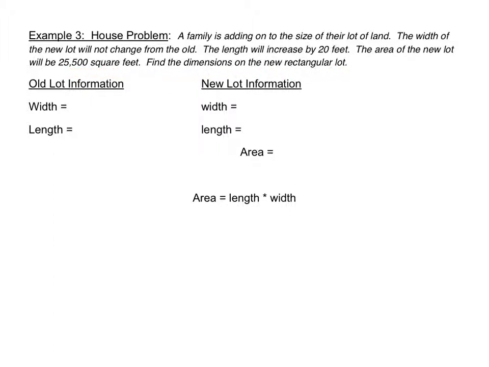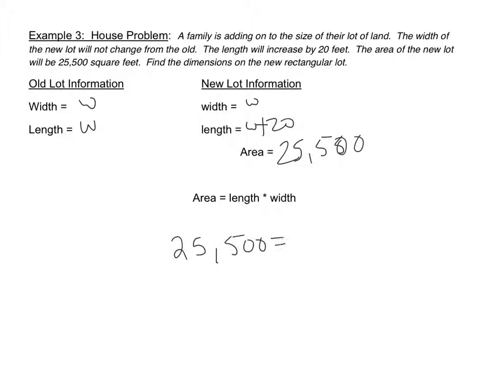Okay, so the old lot was a square because the length and the width were the same. But the new one is going to be W, and then this is going to be W plus 20 because they're adding 20 feet. The area was 25,500. So now we say 25,500 equals W times W plus 20.